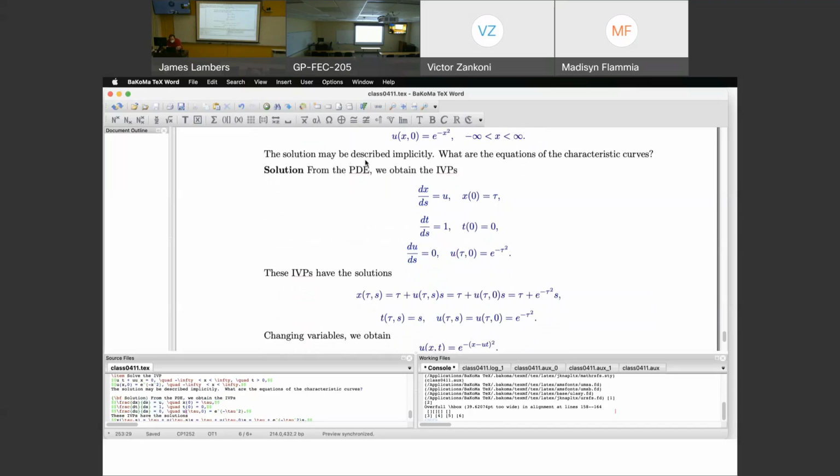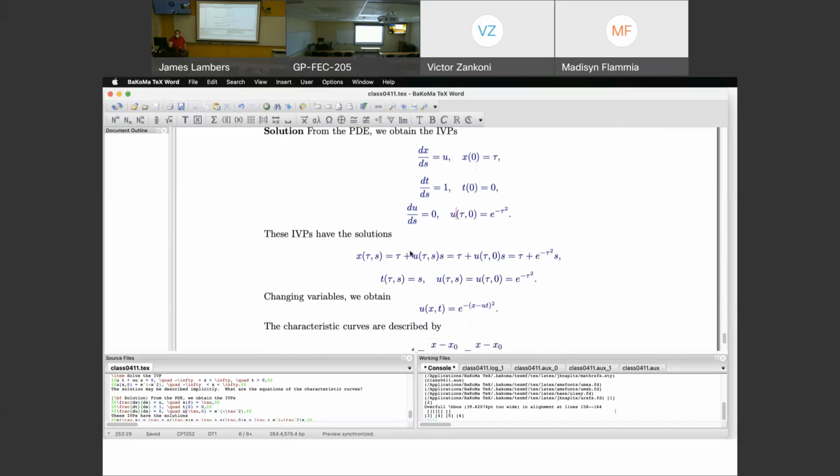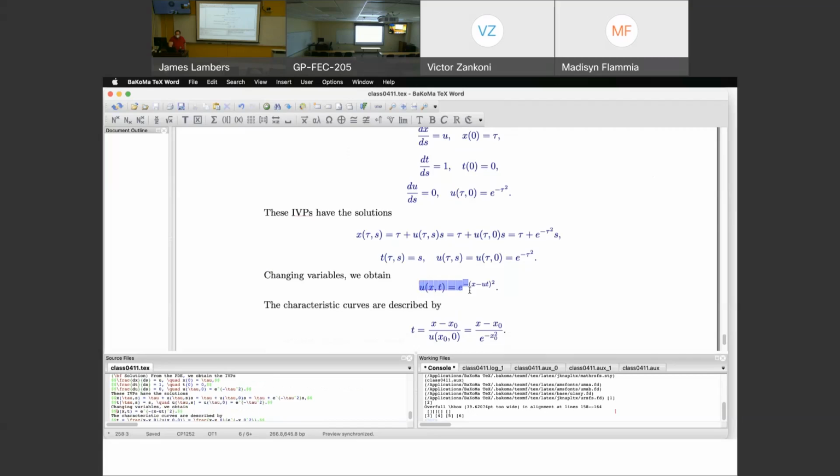And in this case, you're not going to have an explicit formula. Don't expect to get an explicit formula u of x,t equals something. It can be implicit, such as what we have here. You have u on both sides of the equation. That's okay. You're not expected to rearrange it, solve for u, because in general you can't. And then don't forget the last part of the question, equation of characteristic curves.